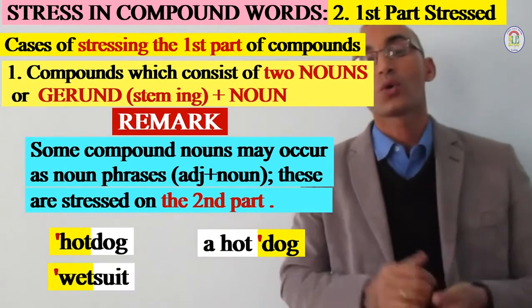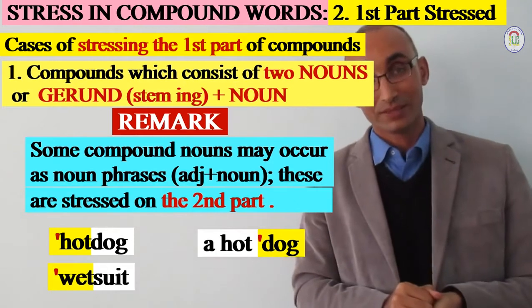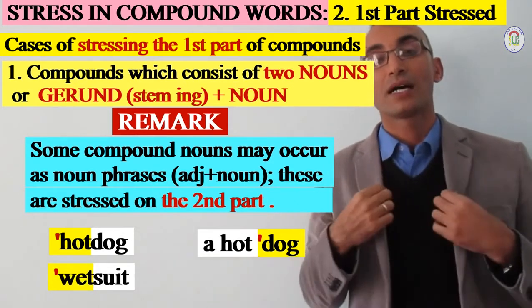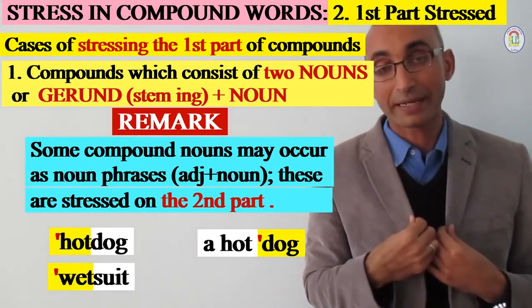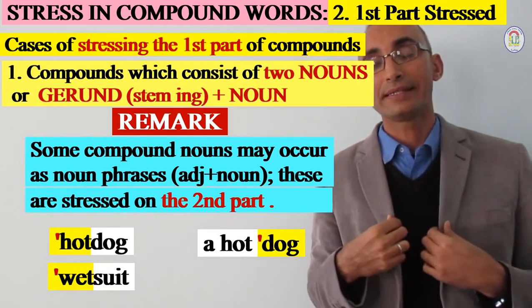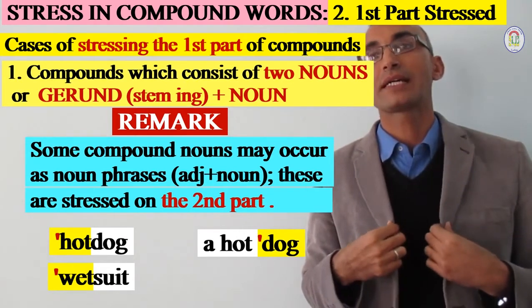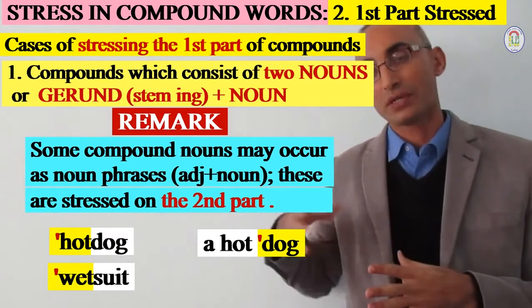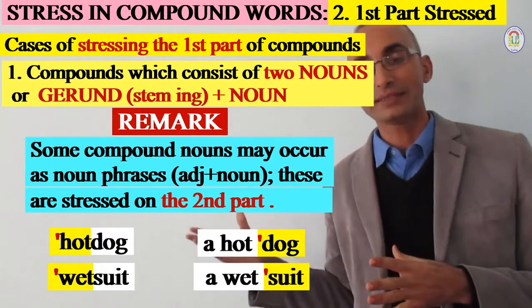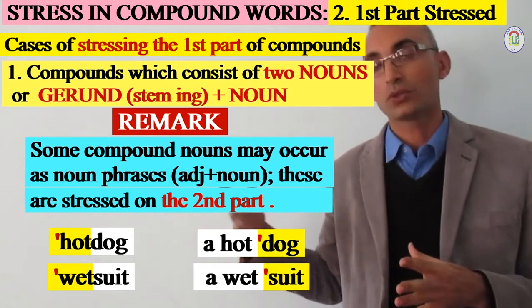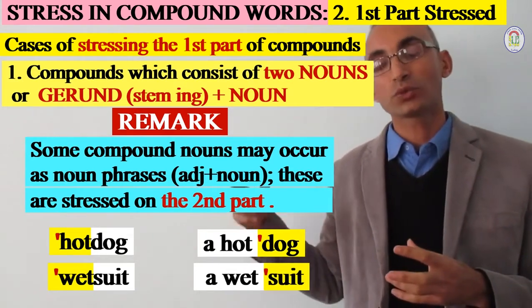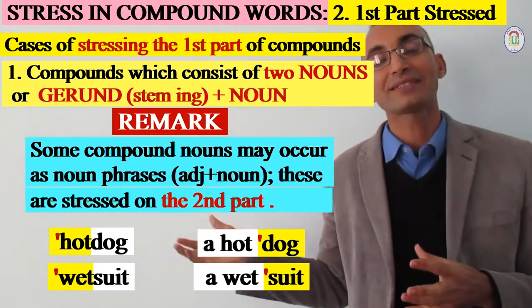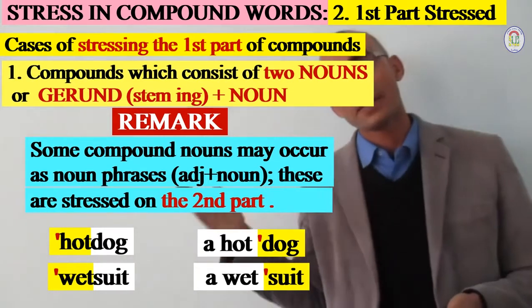Also the same for wetsuit. So here as one word, one compound noun, it refers to that particular suit for swimming, an outfit or you can say a uniform for swimming, clear, a suit for swimming. But if I refer to it as a noun phrase, wet suit, it means any suit which is wet, touched by water or by rain. Here as a noun phrase, I must stress the second part.